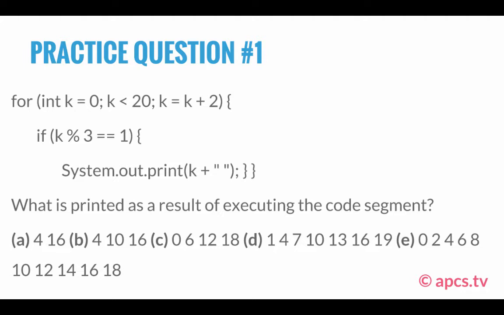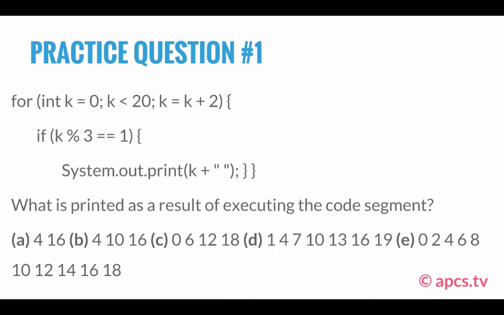So basically what we see happening over here is we're starting with k equal to 0, and every time we're checking if k is less than 20. If k is less than 20, then we'll execute the body of the for loop, and then we'll increase k's value by 2 because k = k + 2. So this is basically testing our knowledge of the control structure and a couple other things as well. So let's walk through this step by step.